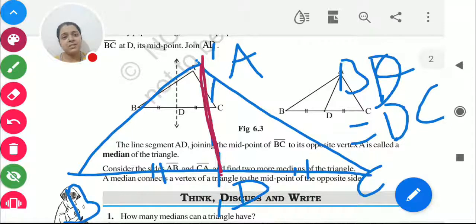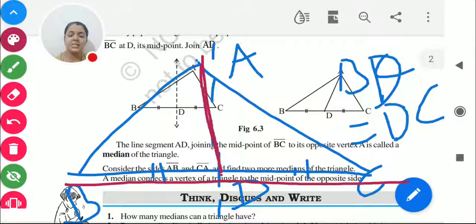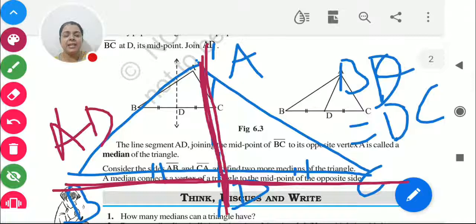How? First, this BC is divided into two equal parts. After dividing it into two equal parts, that point should be matched with A. So when you match it with A, you find BD is equal to DC. So this is known as what? This AD is actually a median. Remember, this AD is a median because it has drawn a line.